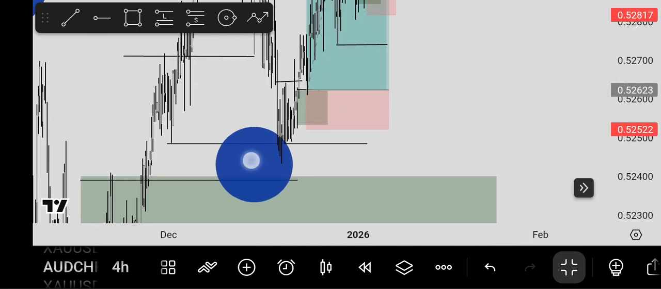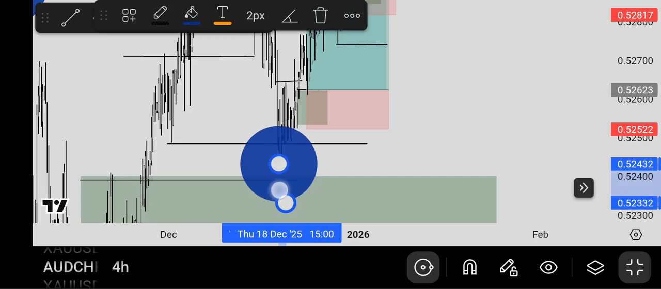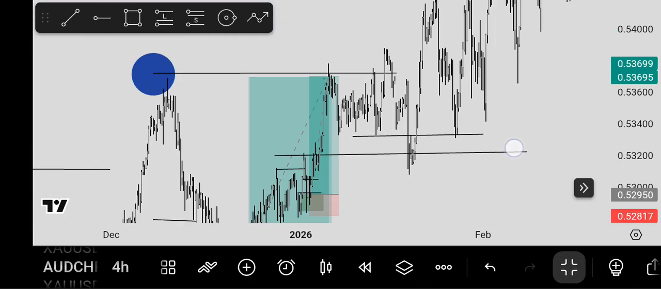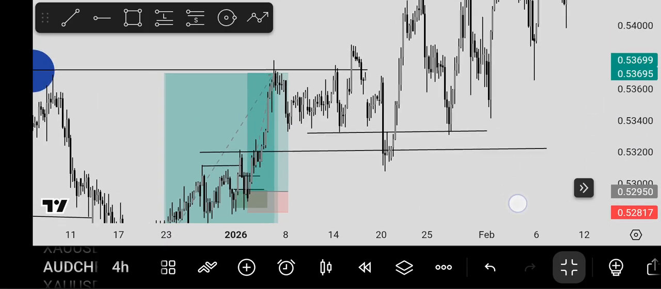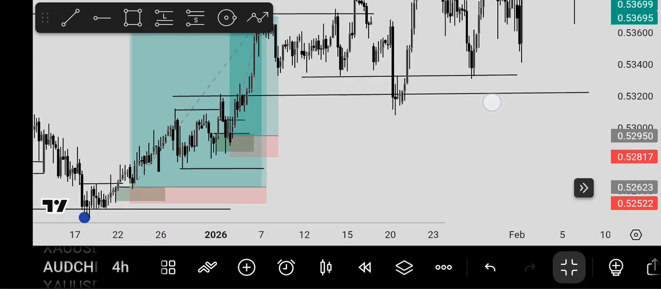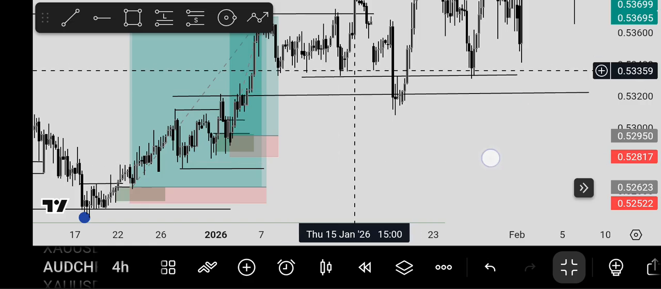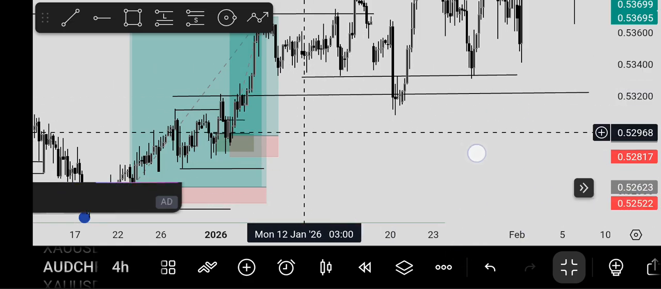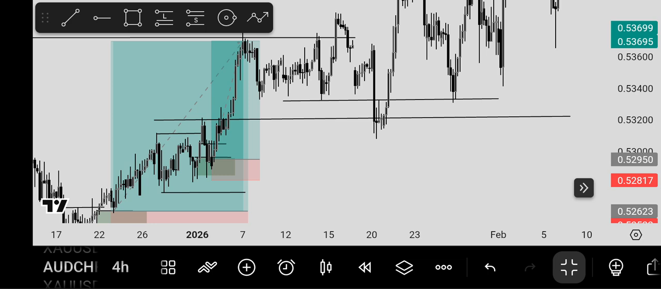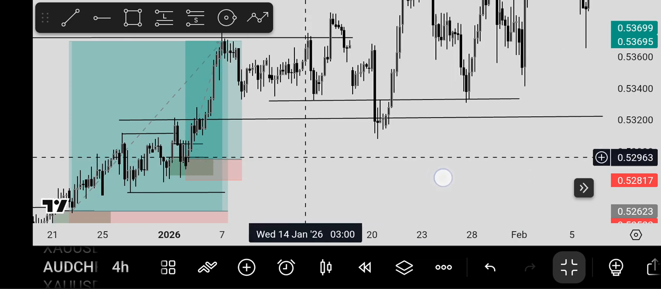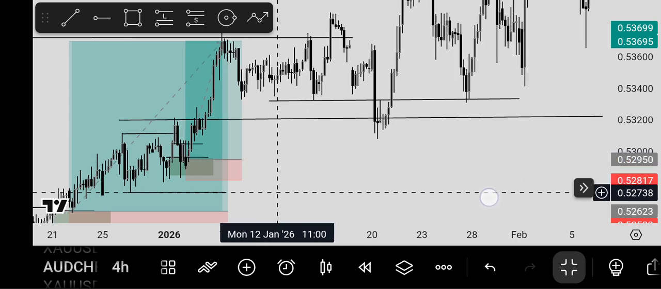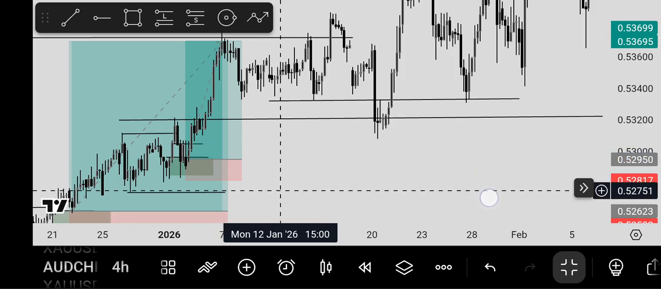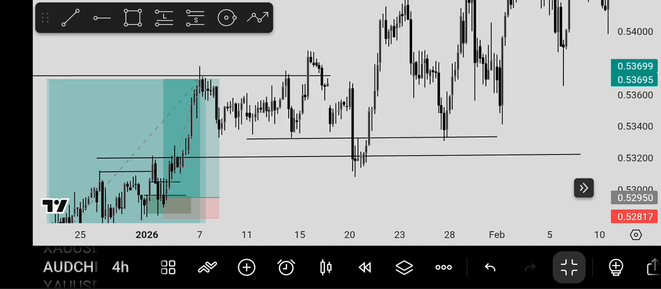Let's shift it correct. So we now had that breaker structure there. We had the fair value gap, and we already know that this whole range was our demand zone. Since this was the last place we were looking to invalidate our trades, that means price is not supposed to go below this point, because we're supposed to continue going higher, not lower.